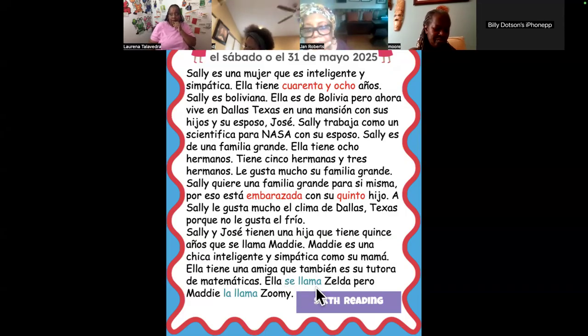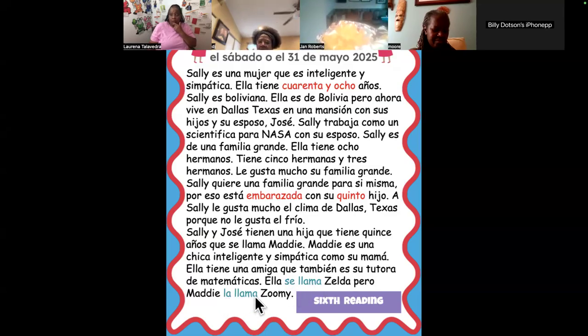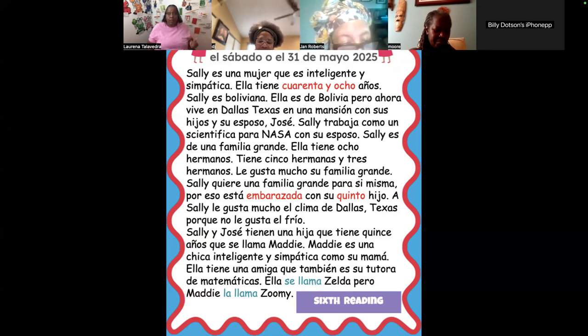We talked about se llama, meaning her name is, and la llama, meaning she calls her. Because we showed the difference between what her name is versus she calls her, we changed it to teal so we can remember that there was a difference. It's not necessarily new vocabulary, but it's vocabulary that we would like to pay attention to.